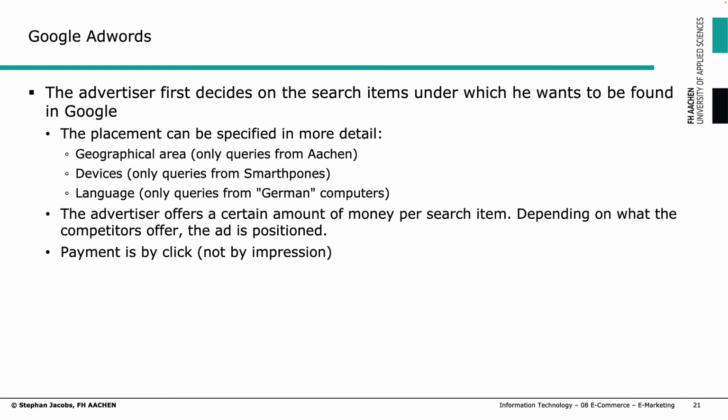And then you, as an advertiser, have to assert a certain amount of money. You have to bid on this search item. So you can say, for example, I will bid €1 for this search item washing machine. And payment is here by click, CPC, it's not by impression. So if you will be shown only and nobody clicks on your ad, you don't have to pay anything unless somebody clicks on your ad.